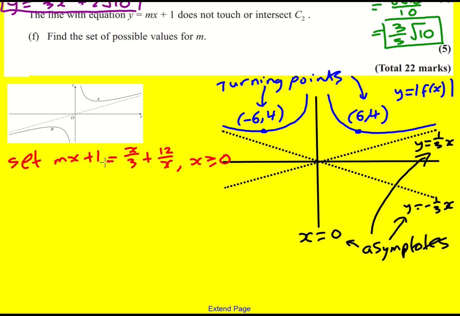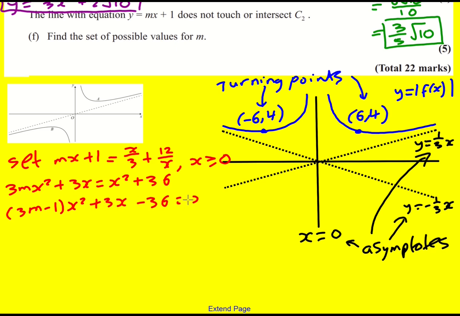So I can multiply through by 3x, which will give me 3mx squared plus 3x is equal to x squared plus 36. And this is a quadratic. Now, for there to be no points of intersection, the discriminant has to be less than 0. So let's get it in the form ax squared plus bx plus c equals 0: (3m minus 1)x squared plus 3x minus 36 equals 0, for no points of intersection.